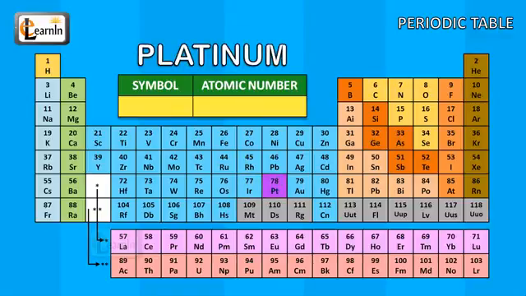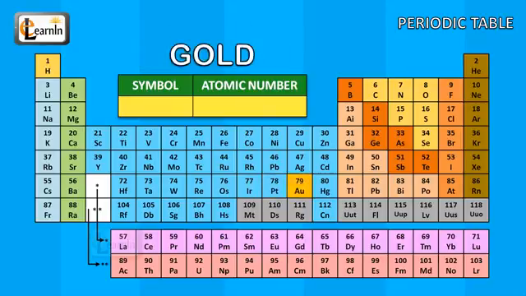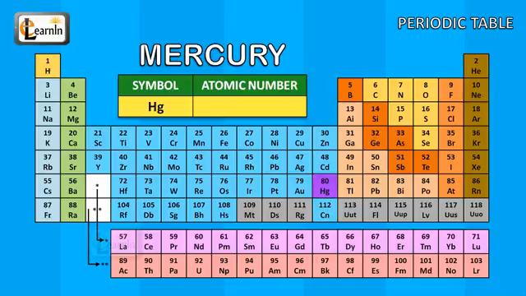The element platinum is represented as Pt and has an atomic number of 78. The element gold is represented as Au and has an atomic number of 79. The element mercury is represented as Hg and has an atomic number of 80.